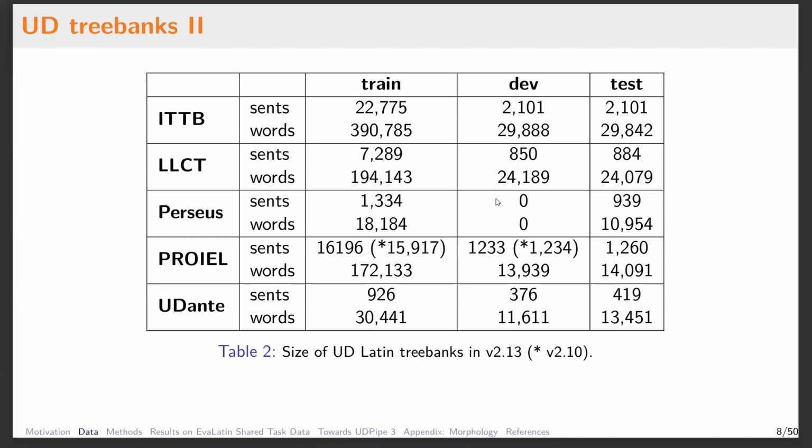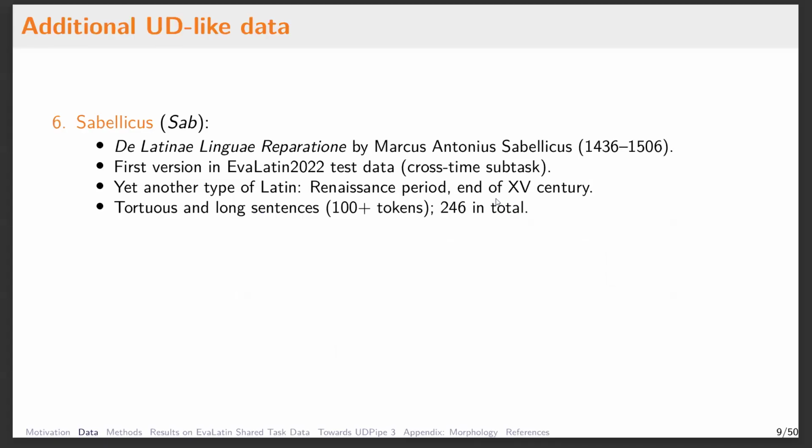I'm just going to point out this row, the Proiel row. You can see that there are two sets of numbers. The reason for that is that those are the sizes of the current version, 2.13. But we also exploited a version of Proiel that stems from the 2.10 version. It's going to be clear in a while why, but that's why the double numbers. It's not a big difference anyway. Okay, so we already have a lot of data. We are happy, it's good news, but we have even more.